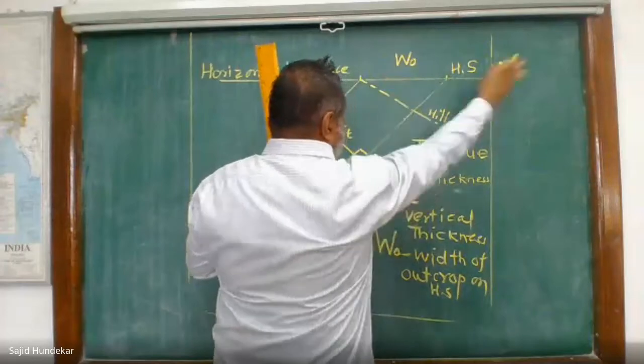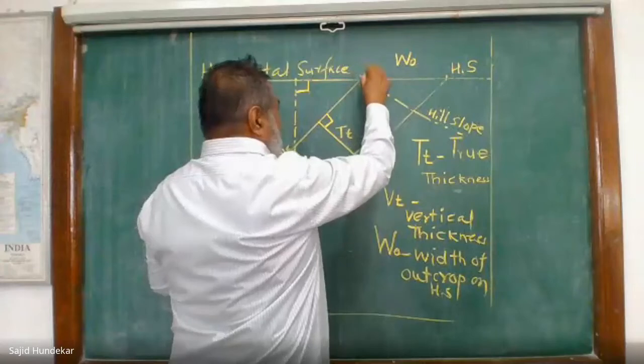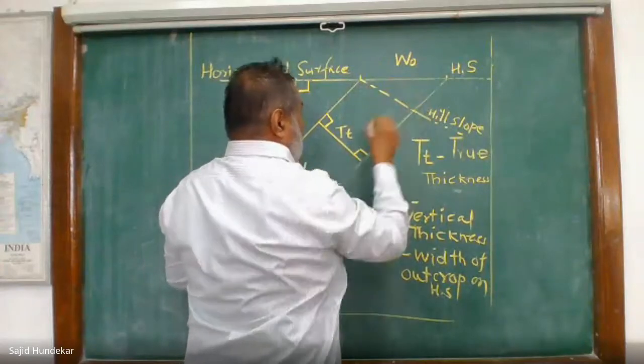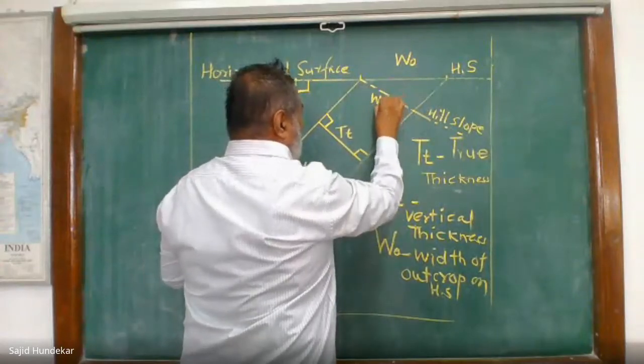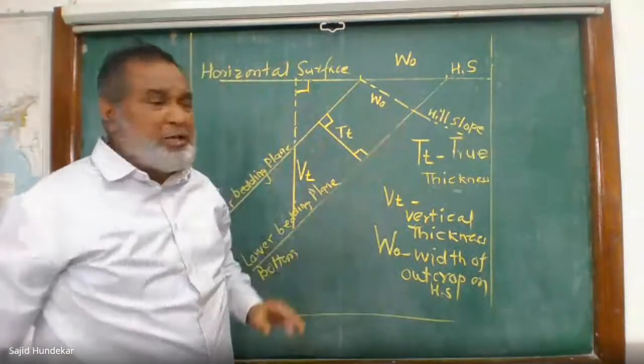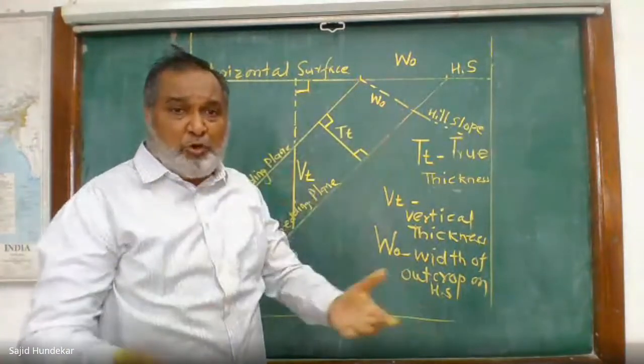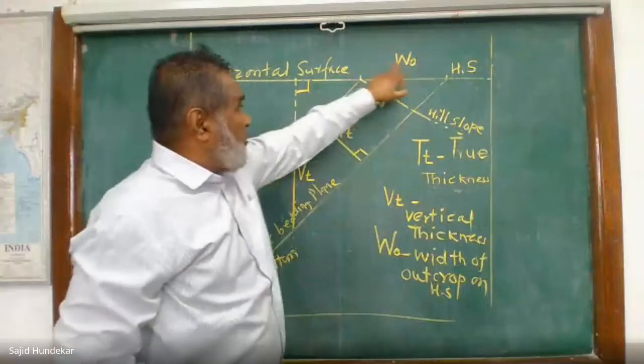That means this part has been eroded. Now the hill will be here. So if you measure the distance between the top and the bottom bedding plane, this is also called the width of outcrop on the given slope, or on the hill slope. So this is the width of outcrop on the given slope. That is the hill slope. This is on the horizontal slope.